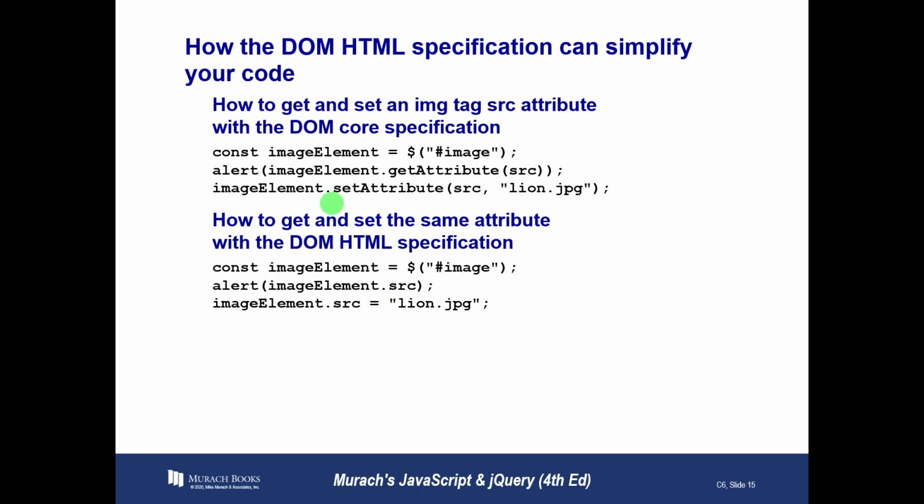And then the same thing, to set the image on an image element, we could call set attribute source, but down here we can just say image element dot source equals lion.jpg. A little bit shorter, a little bit easier to write than the DOM core specification. So that's what the DOM HTML specification does. Again, same functionality. This one is just a little bit easier. It's kind of a shortcut and an easier way to do things.